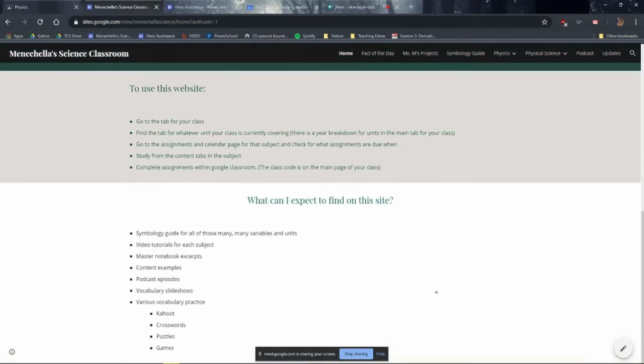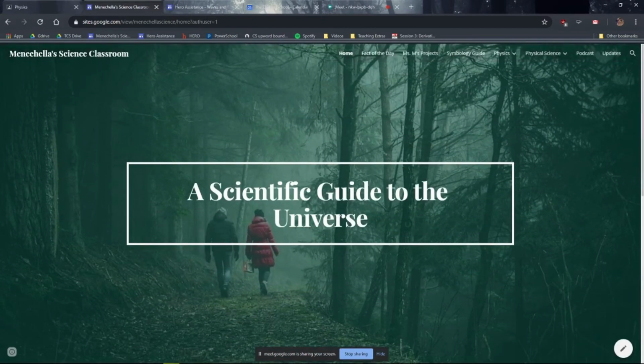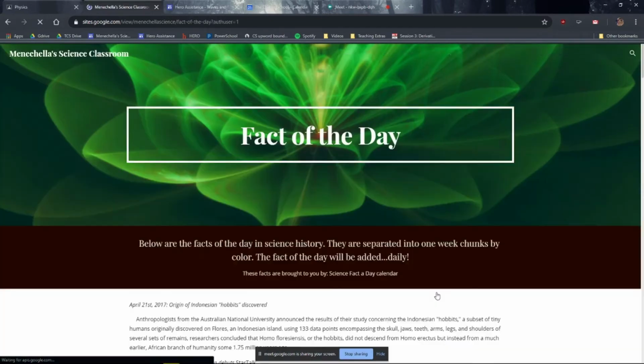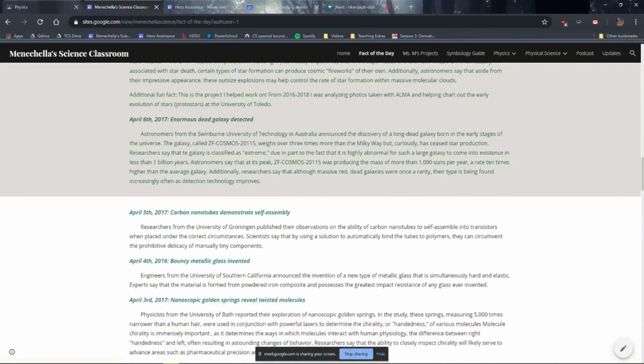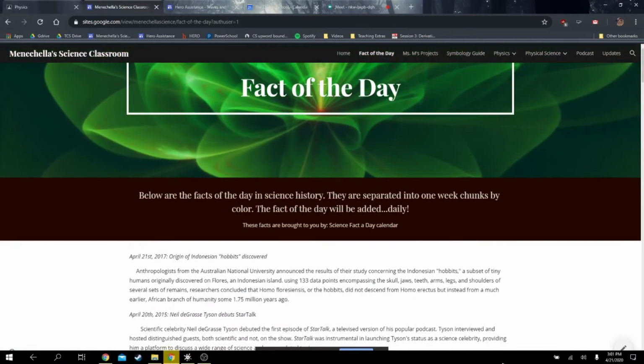So just kind of a quick overview of what's on here. There's fact of the day. I've been taking this from my fact of the day science calendar and just updating this daily. Just some interesting stuff. The freshmen are using this more than you guys will be.